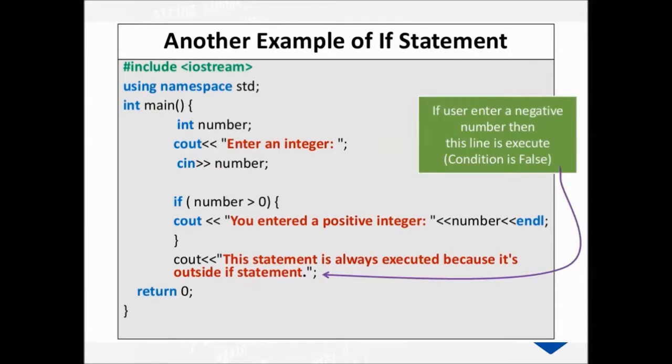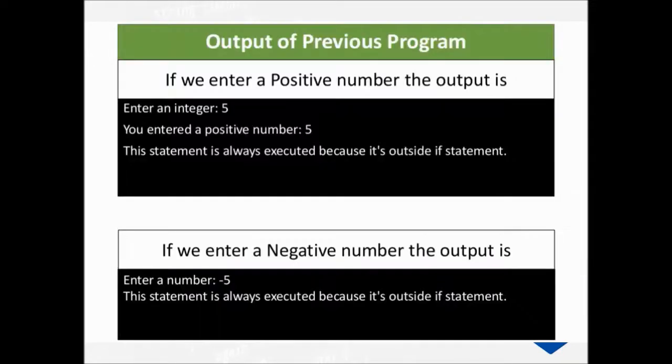If the user enters a negative number, then the above line is ignored and this line is executed, as our condition becomes false. So if we enter a positive number, our output looks like this: enter an integer, 5. It shows on the screen that you entered a positive number, 5. This statement is always executed because it's outside the if statement.